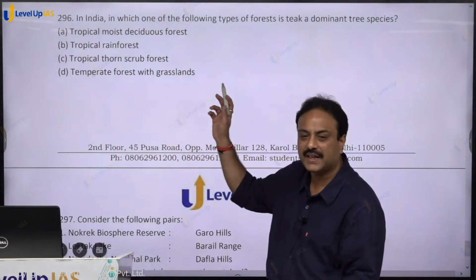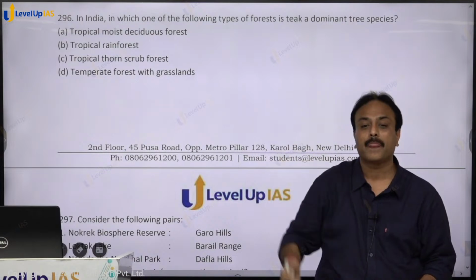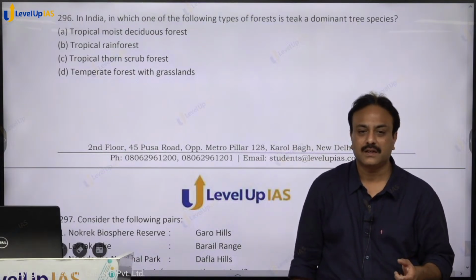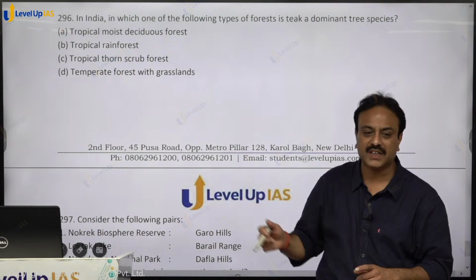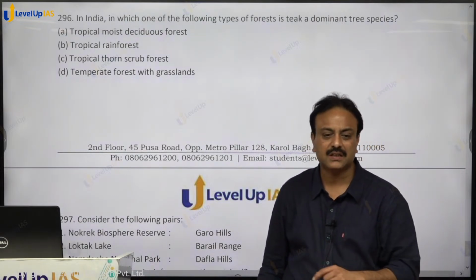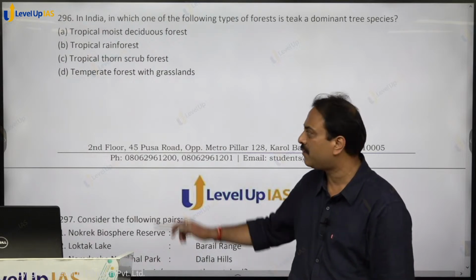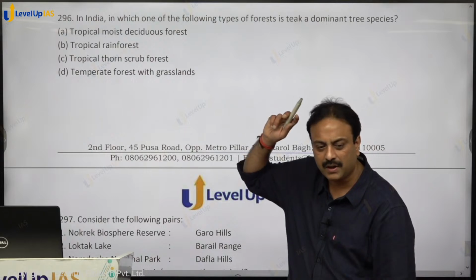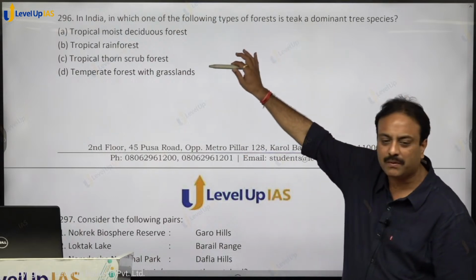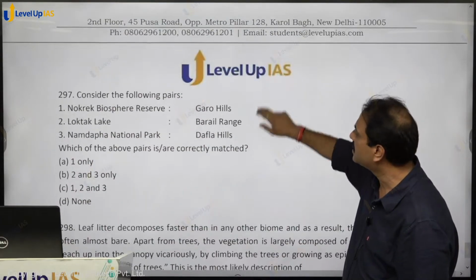So for temperate forest along with grasslands, what will you get? Bluegrass will be over here. If you talk about forest, oak, ash, beeches, pine, eucalyptus will be the prominent varieties found in these forests. Clear on that? However, the answer to this particular question was tropical moist deciduous. Option A for apple was the right answer.